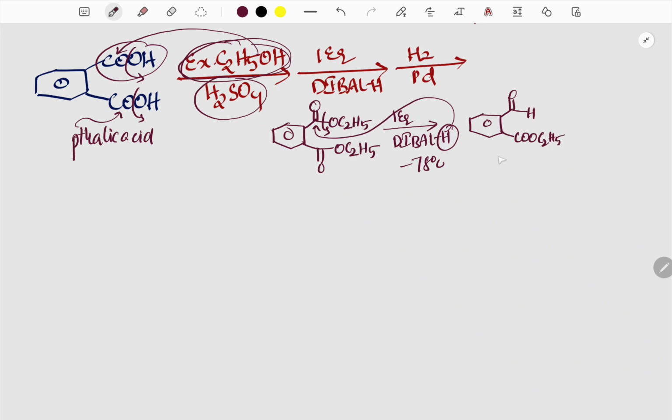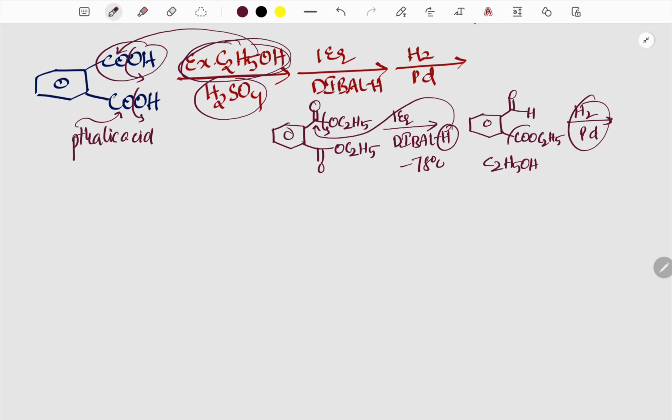So finally aldehyde is formed and the leaving group is C2H5OH. Now it is treated with H2/Pd, catalytic hydrogenation. It is a catalytic hydrogenation, and a catalytic hydrogenation is always exothermic.